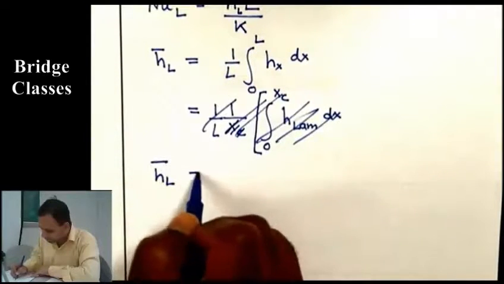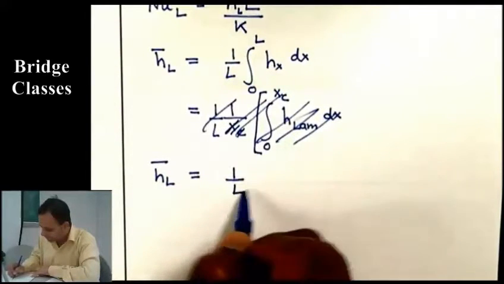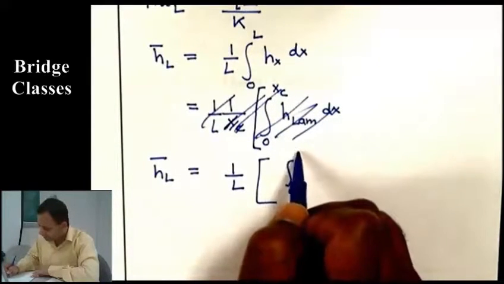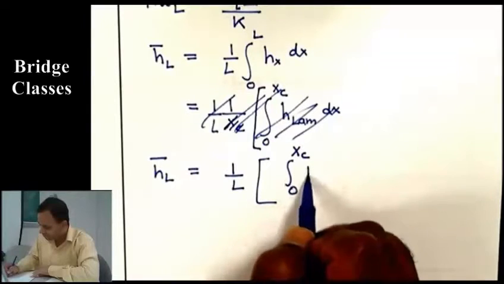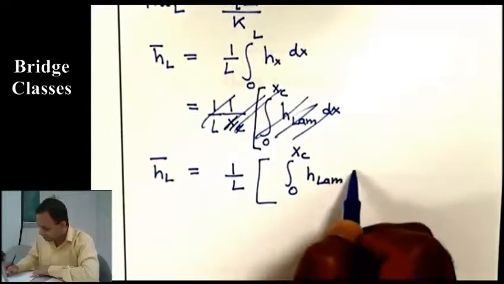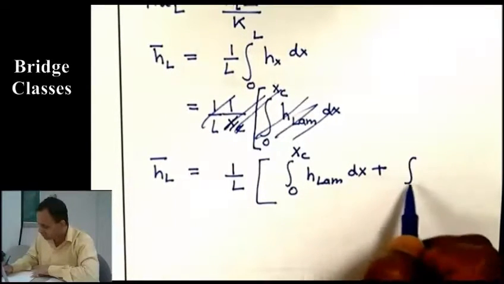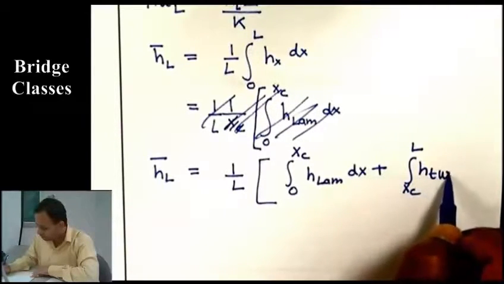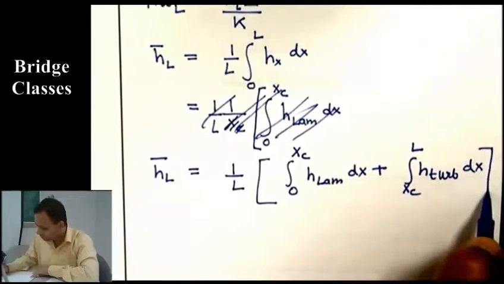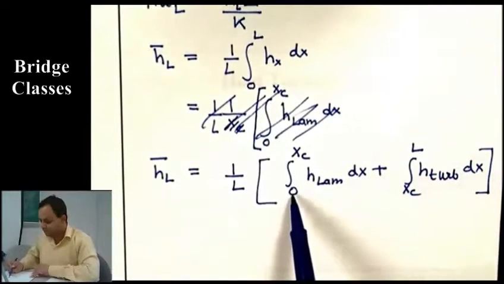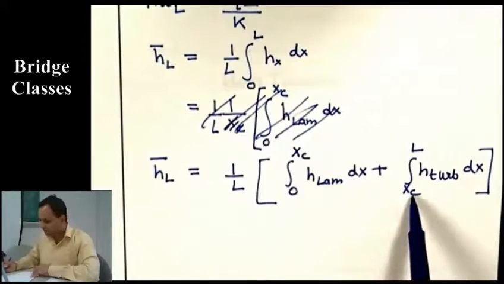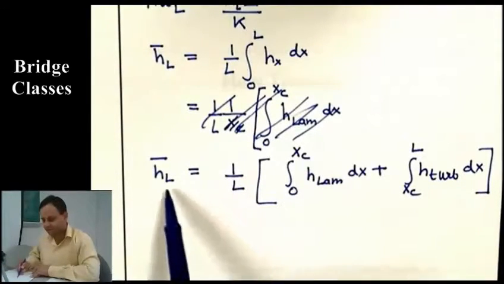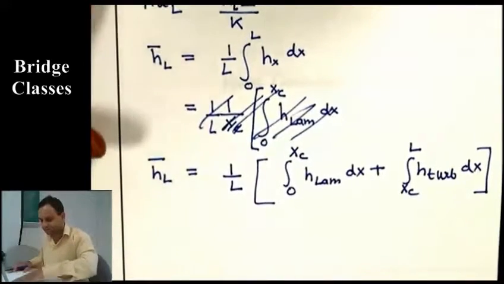This will be 1 over L times integral from 0 to xc of h laminar dx plus from xc to L of h turbulent dx. Okay. Because the boundary layer is laminar up to xc, and from xc to L boundary layer is turbulent. And then this represents an average of that. That will give us average convection coefficient.